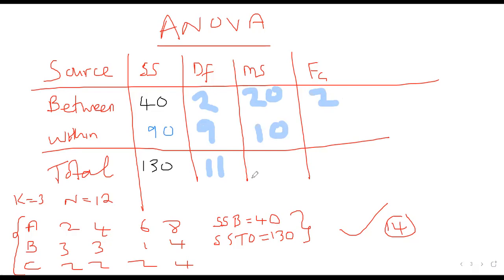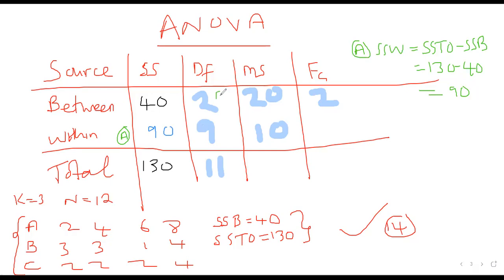All right, let's do a quick recap. How did we find our 90? Our 90 is called the what? The sum of square within. So to find the sum of square within, we simply subtract the sum of square total minus the sum of square between. So we simply subtracted 130 minus 40. So that's how we found the 90. Simply the difference. That is our A.